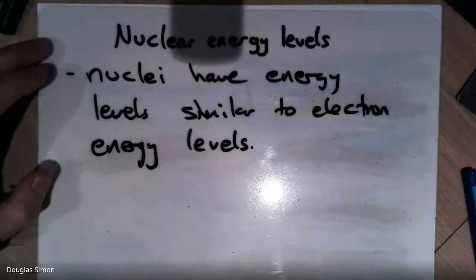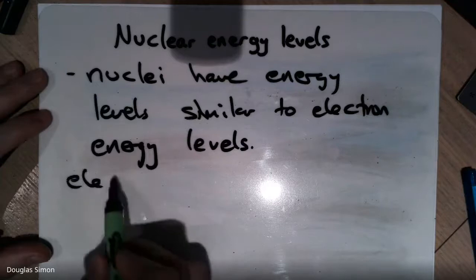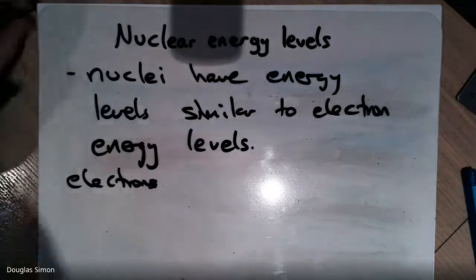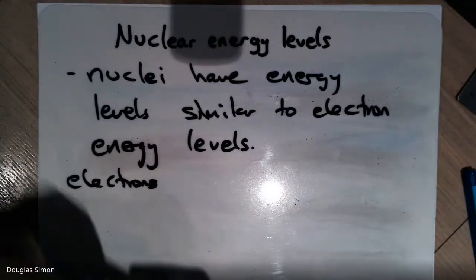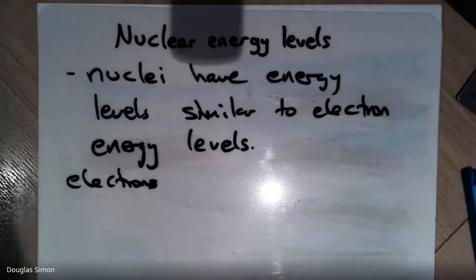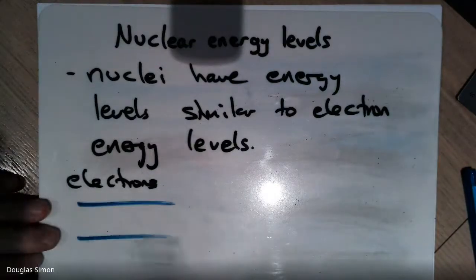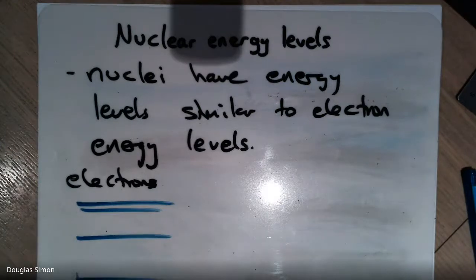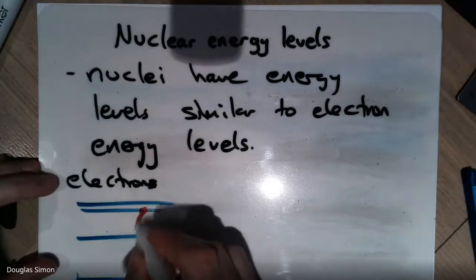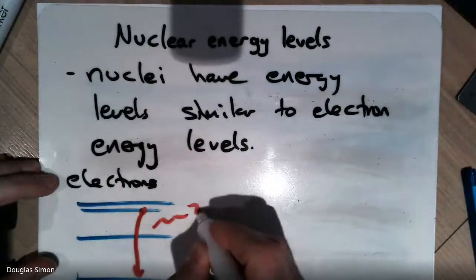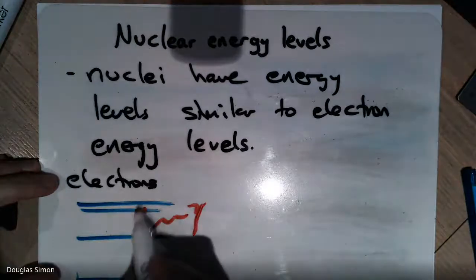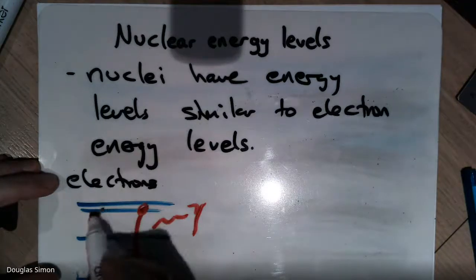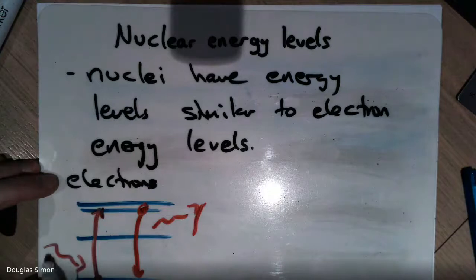So if we're talking about electrons, then we are quite used to the energy level diagrams. And we're quite happy that if you have an electron that moves down, it gives off a photon. And if you have an electron that moves up, it's moved up because it's had to absorb a photon.